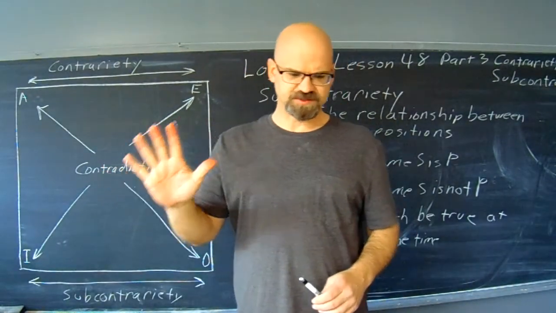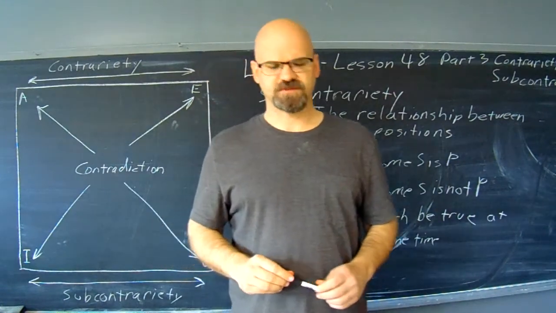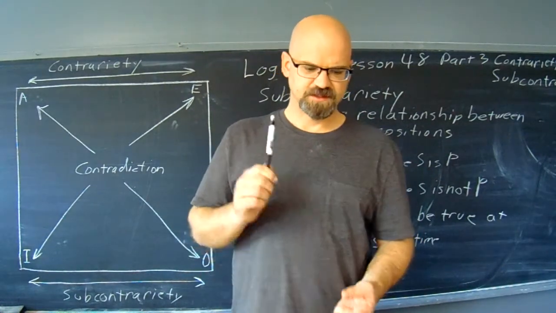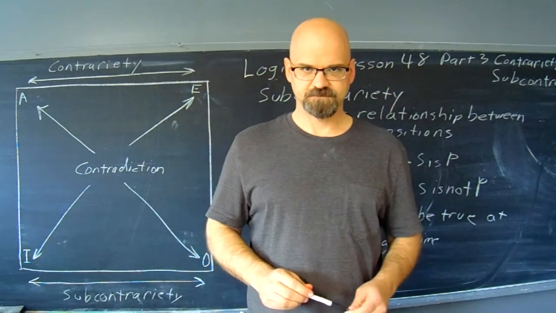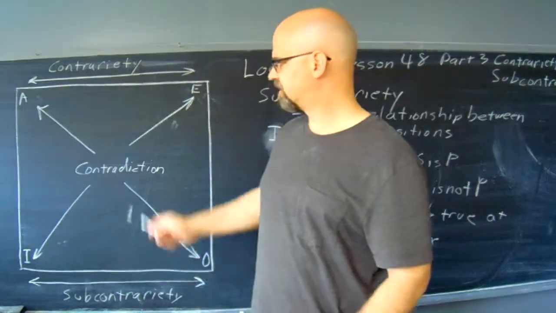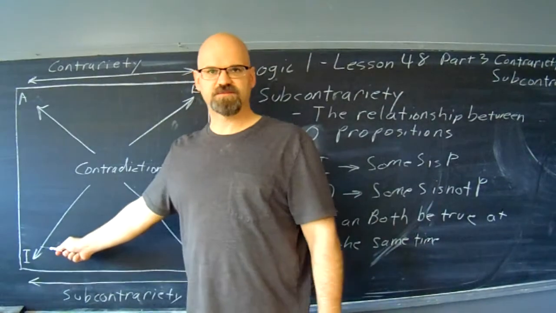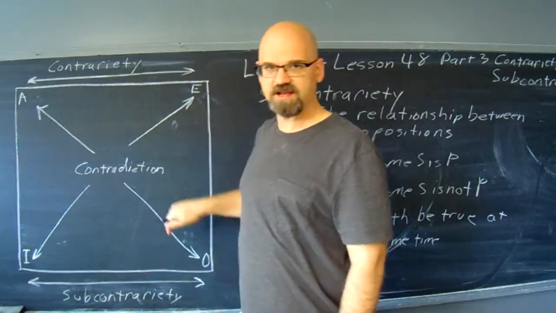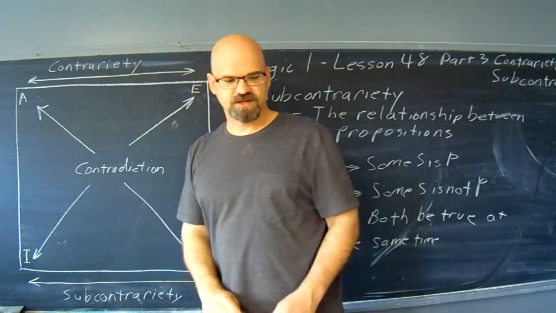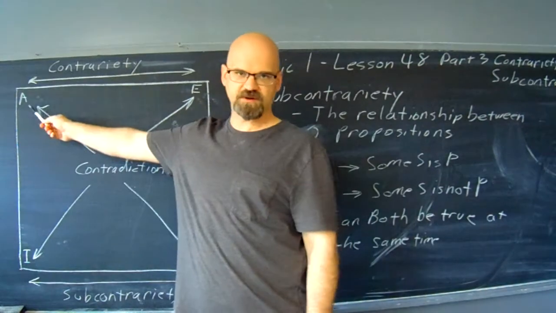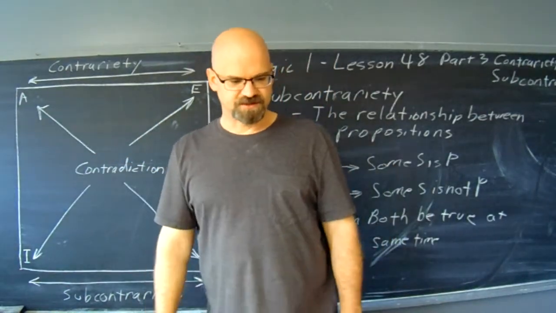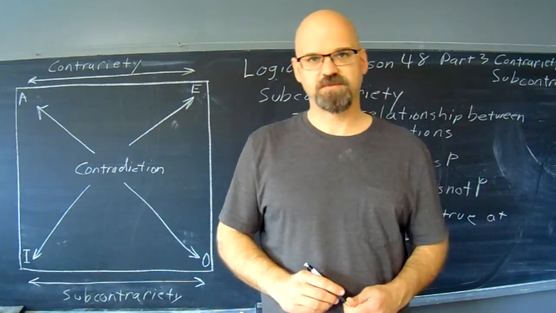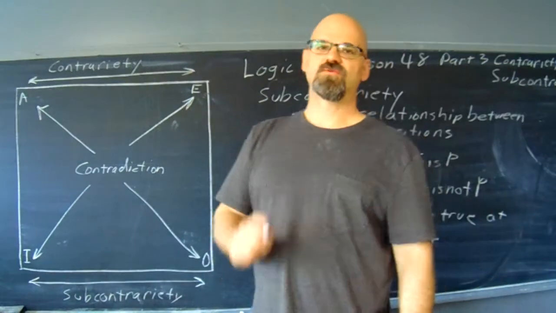What are the 5 relationships of categorical propositions? Contradiction, contrariety, subcontrariety, subimplication, and superimplication. Those are the 5 relationships. We've already learned contradiction. With contradiction propositions, if one is false, the other is true. If one is true, the other is false. They can't both be true, they can't both be false. That's the relationship between A and O statements and E and I statements. Contrariety, what we learned yesterday: they can both be false, but they cannot both be true.